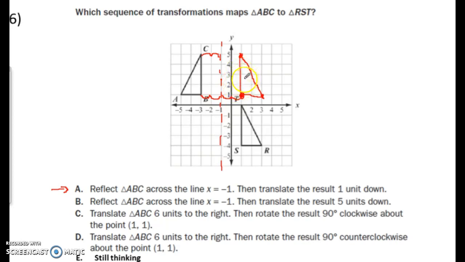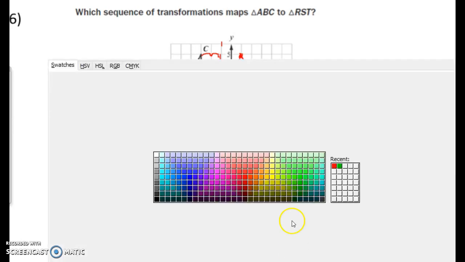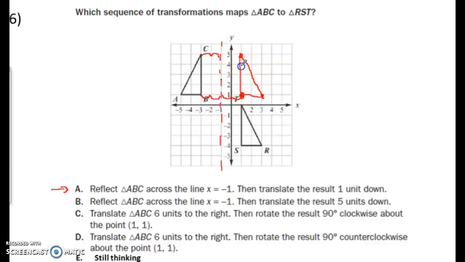The orientation lines up. So then it says we want to translate 1 unit down. Well, if I shift that triangle 1 unit down, it's not exactly going to match up, right? That would just move each of these points down 1, giving me this green triangle, and I want it to be this triangle down here. So A does not work.